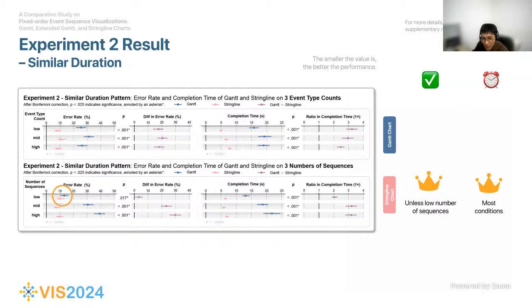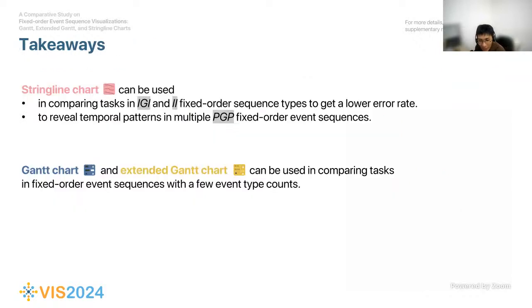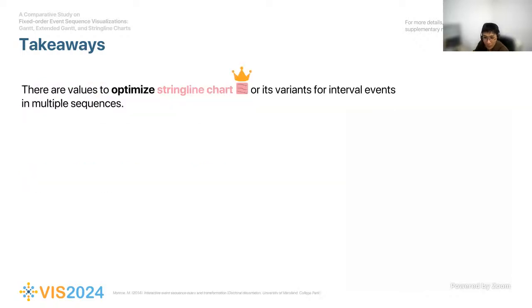First, Streamline charts can be used in comparing tasks in IGI and II fixed order event sequence types to get a lower error rate. It can also be used to review temporal patterns in multiple PGP fixed order event sequences for good performance. As for the Gantt chart and extended Gantt chart, they can be used in comparing tasks in fixed order event sequences with few event type counts. There are values in optimizing Streamline charts or its variants for interval events in multiple sequences, as in a single sequence, it can have special advantages.